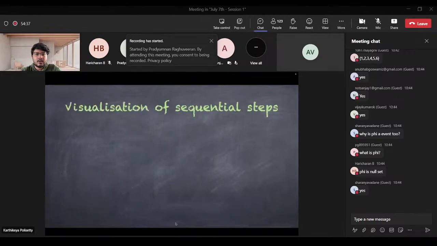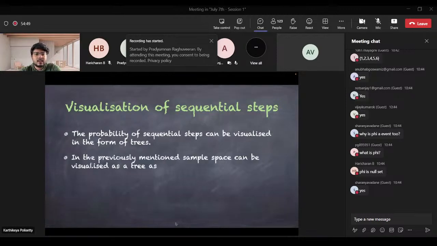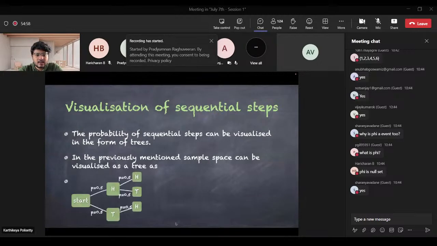So moving on, visualization of steps, sequential steps. The probability of sequential steps can be visualized in the form of trees. The previously mentioned sample space can be visualized as a tree. So see, we are starting like we haven't tossed the coin. So if I toss a coin, the first outcome may be a head or a tail. So we indicate it in the first branches of a tree, head and tail.